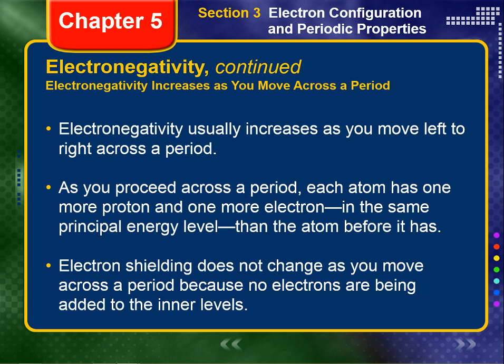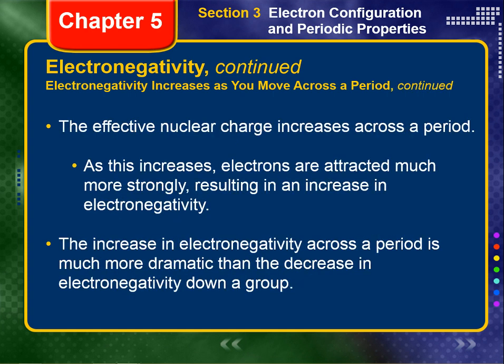Electronegativity usually increases as you move from left to right within a period, because as you proceed across a period, each atom has one more proton and one more electron in the same principal energy level than the atom before it has. This means that electron shielding does not change as you move across a period because no electrons are being added to inner levels. The effective nuclear charge increases across a period because of the increase in number of protons that's not being mitigated by an increase in electron shielding. So as this increases, electrons are attracted much more strongly, resulting in an increase in electronegativity.